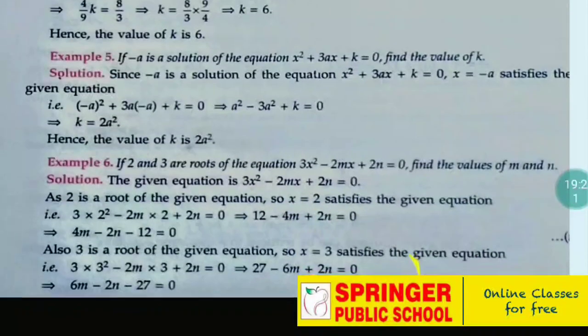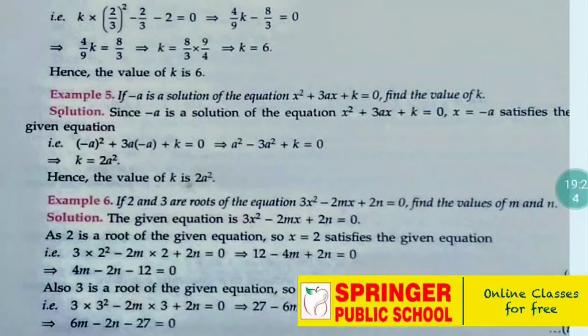Now similarly, we have one more question, students, and I hope you can solve this question. It's a very easy one. 2 and 3 are roots of the given equation. Find the values of m and n. Same way you have to follow. The example is being solved for you. So definitely you can go through this, and I hope you will solve it.